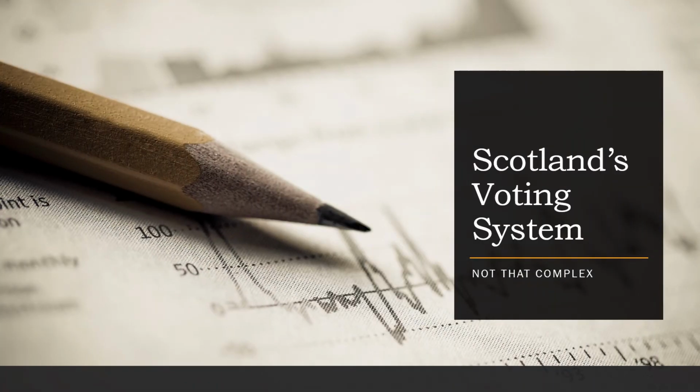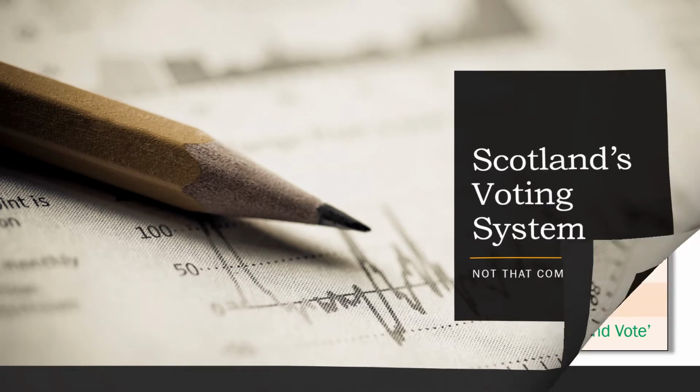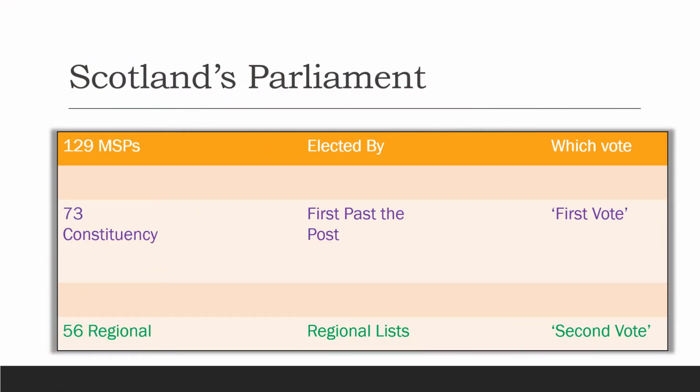On May 6th, Scotland will vote, and once again, most people in Scotland don't understand the vote. The Scottish Parliament has 129 members, referred to as MSPs, or Members of Scottish Parliament. 73 of these are constituency MSPs. They are elected in a first-past-the-post system, which is the same one the UK uses, and sometimes the constituency vote is referred to as the first vote.